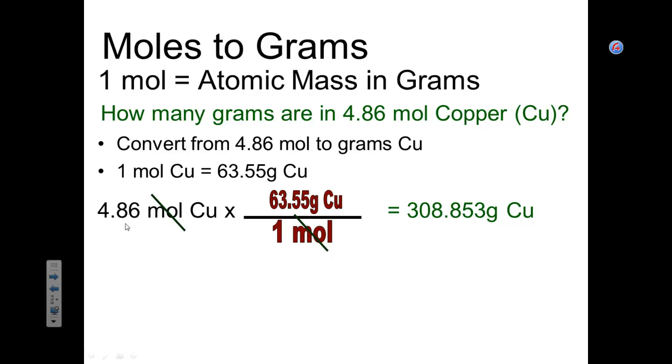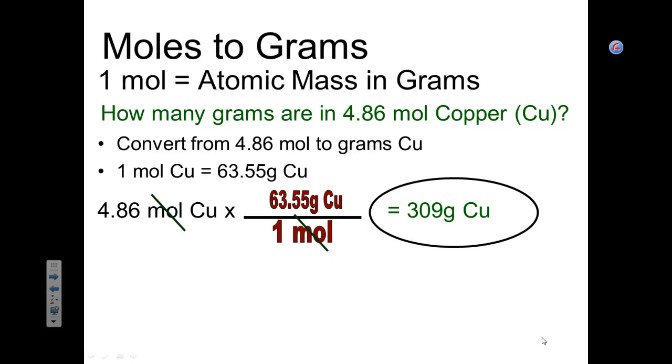And by now you know too that we can't use all those numbers. Our starting value has only 3 significant figures, so we can only be certain of our third significant figure, which in this case is the 8. So we're going to look one to the right. It was another 8, and that rounds up to a 9. So our correct answer then is 309 grams of copper.